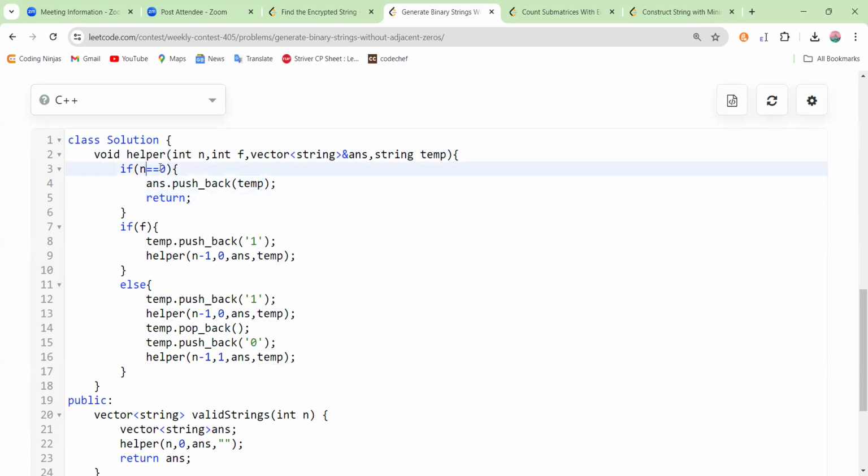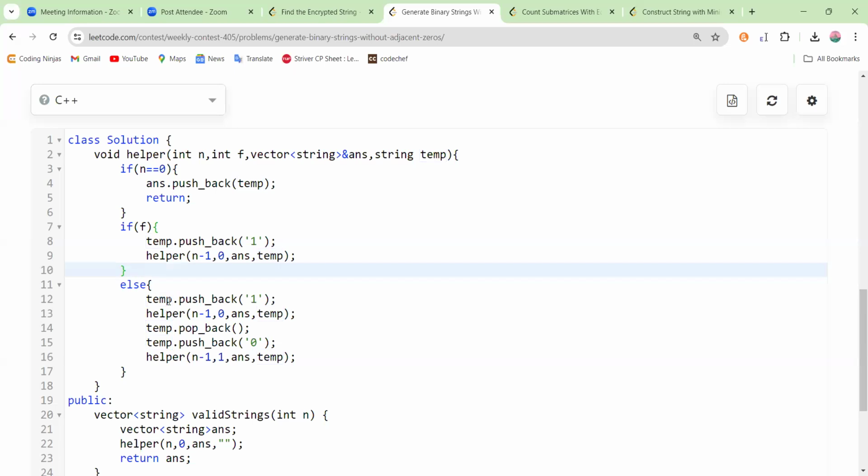If this is not so, the value of n is not 0. So what we can do is check the value of f. If the value of f is 1, if f is true, this means that we have a restriction that we can't put 0 at this particular character. So in our temp we simply push back 1 and call the helper function with n minus 1. The value of f now becomes 0, because for the next character we have the option to put either 0 or 1, along with the answer vector and this string temp.